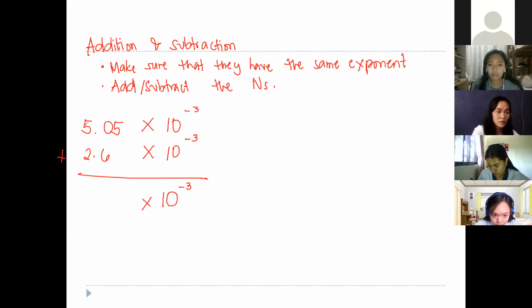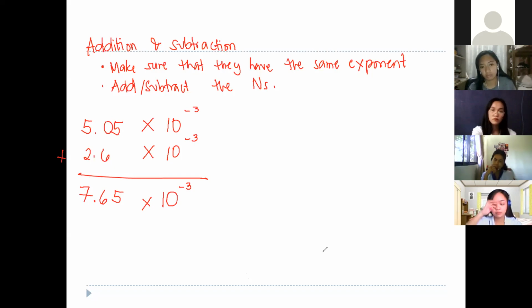And what we add is just N1 and N2, the capital letter N. So we add straight: 5, of course 0 there, so this is 5. Then 0 plus 6 is 6. Copy the decimal. 5 plus 2 is 7. So the answer here is 7.65 times 10 raised to the power of negative 3. So no need to adjust. Right? We no longer adjust because the capital letter N in our answer is already in the 1 to 9 format. That is 7.65. So that's the first example.